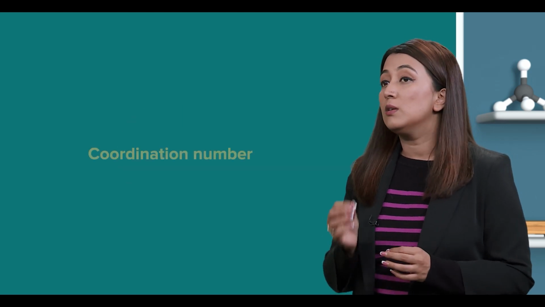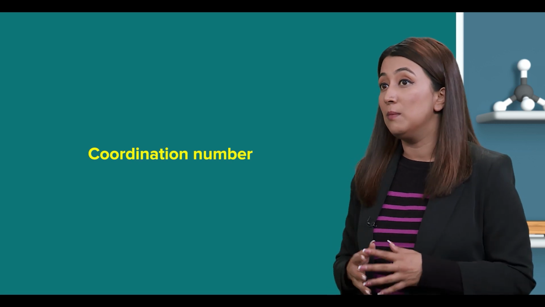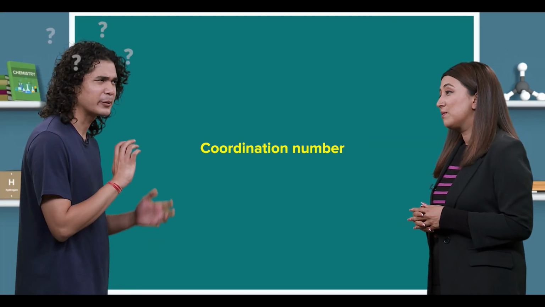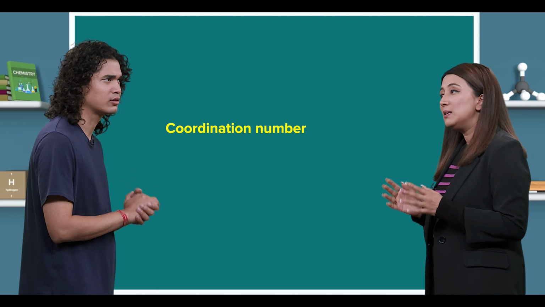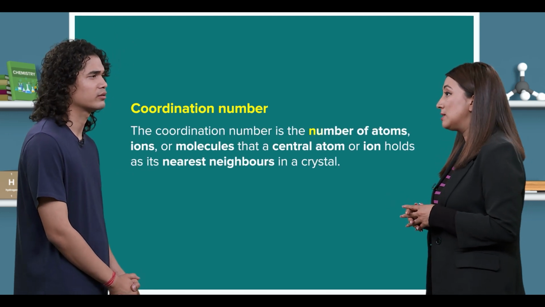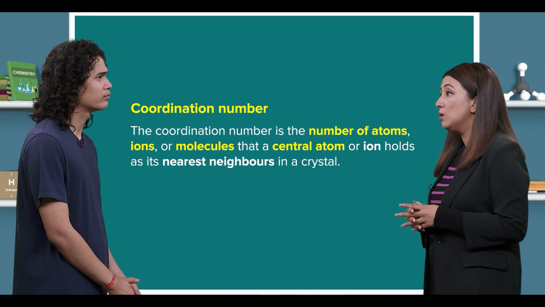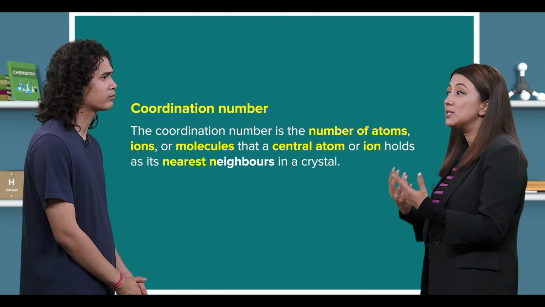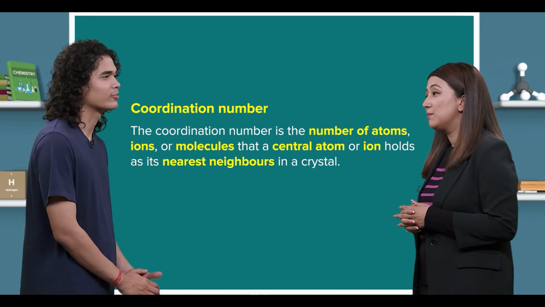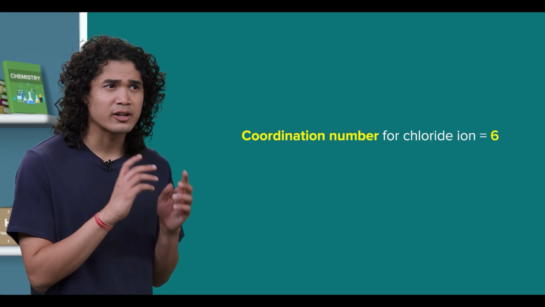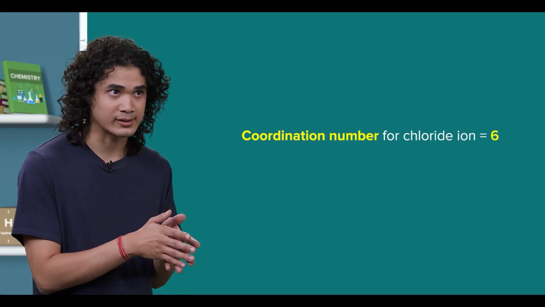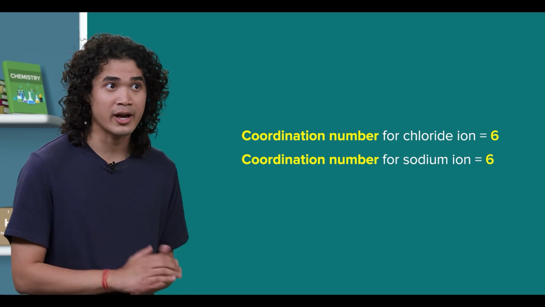Correct. To add to that, the number of chloride ions that surround each sodium ion is called the coordination number of the sodium ions. Hang on. What is this coordination number? Simply put, the coordination number is the number of atoms, ions, or molecules that a central atom or ion holds as its nearest neighbors in a crystal. I see. So that means in sodium chloride, the chloride ion has a coordination number of 6, and this is the same for the sodium ion.